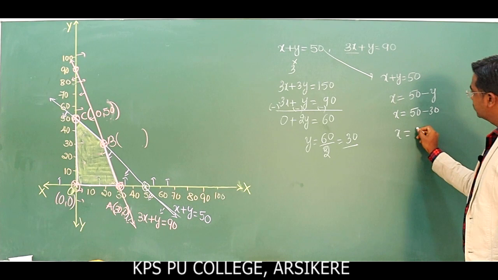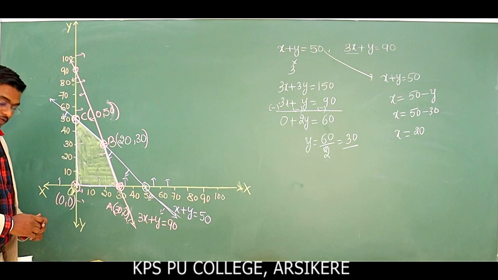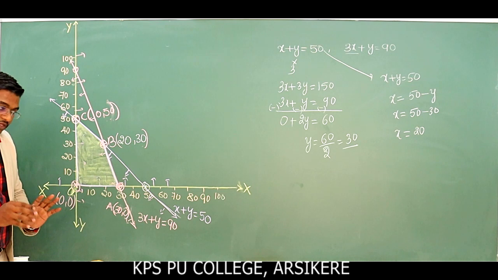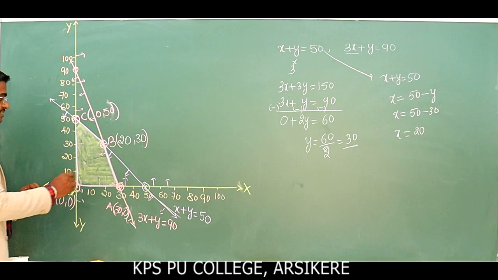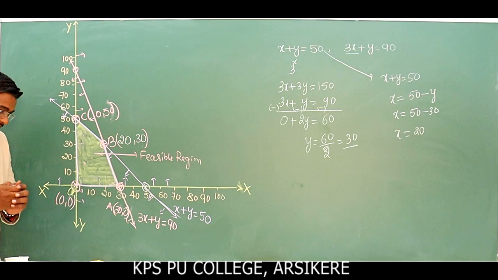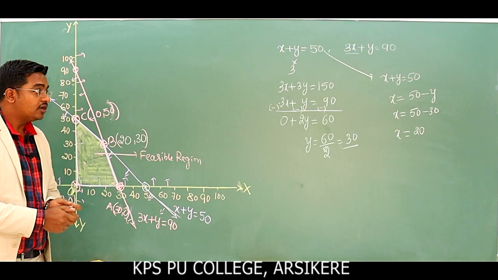Therefore the point B is here. The x value is 20 and the y value is 30. That becomes 20 comma 30. Okay, so we have four corner points. First one here 0 comma 0, 0 comma 50, 20 comma 30 and 30 comma 0. Clear? These are the corner points and this region is called the feasible region, the shaded portion. After finding the feasible region, what is the next step? We have to find the value of the objective function at the corner points.